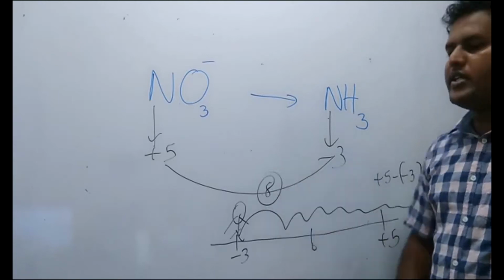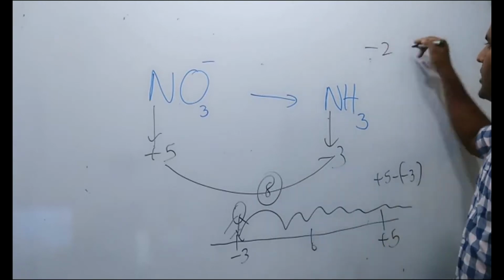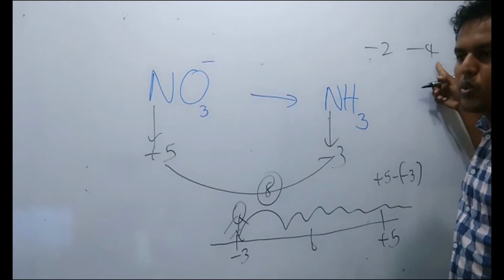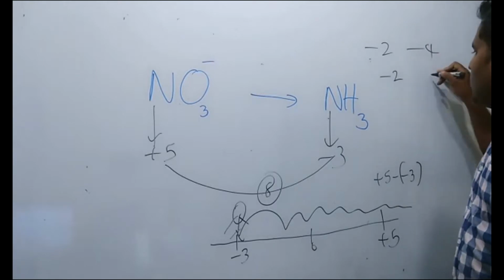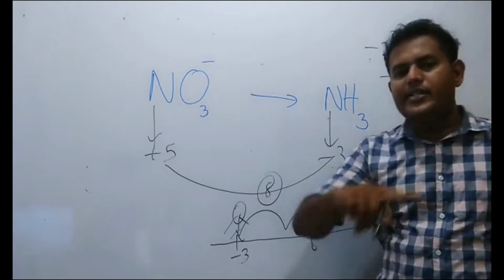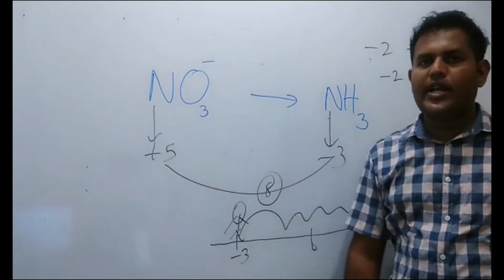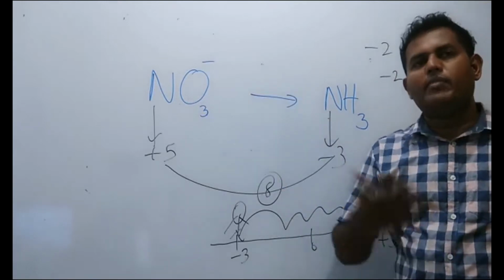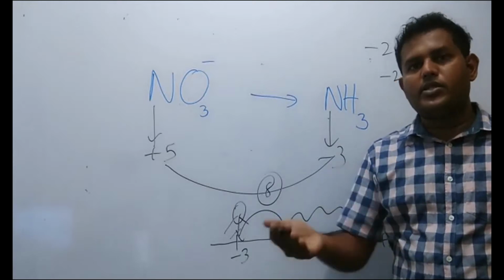On oxidation difference, right? Between -2 and -4, the difference is 2. Between -2 and +4, the difference is 6. Always draw a number line and see the gap. Then easily you can understand it. -1 plus 2, the gap is 3.